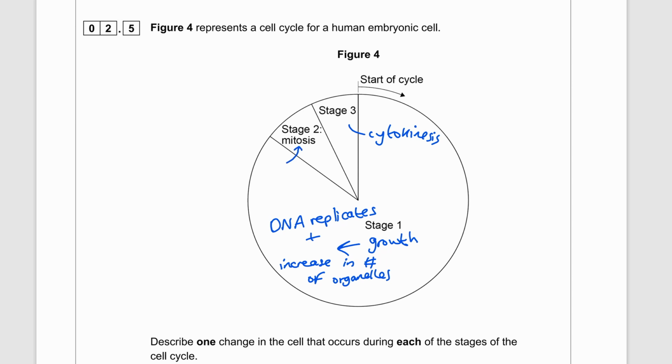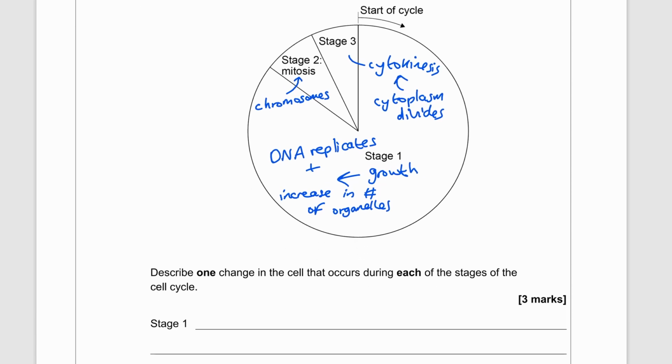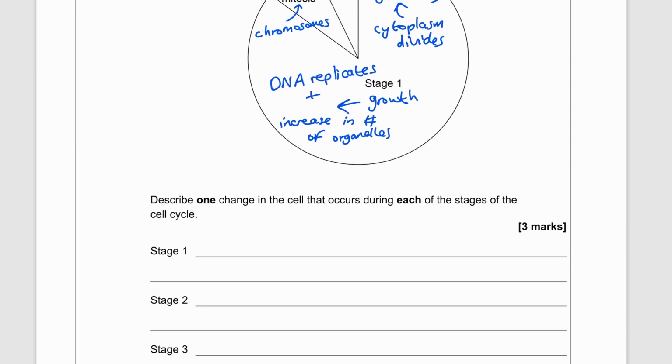We know what happens in mitosis. That is where our chromosomes are involved. And realistically, the chromosomes should be moved to opposite ends of the cell, preparing for the cell to actually divide. Stage 3, cytokinesis, is where 2 things happen. The cytoplasm and the cell membrane divide.